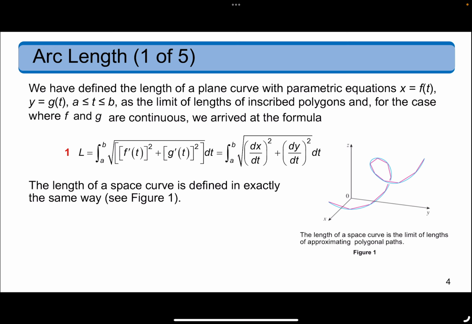As the limit of lengths of the inscribed polygons, and for the case where f and g are continuous, these are the formulas. So again, the integral from a to b of the derivative of x with respect to t squared plus the derivative of y with respect to t squared, with respect to t. The length of the space curve is defined in exactly the same way.